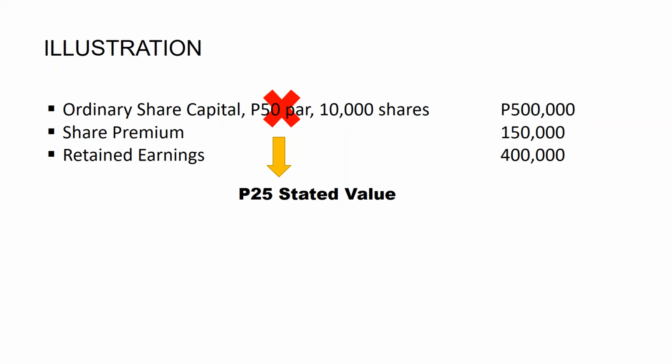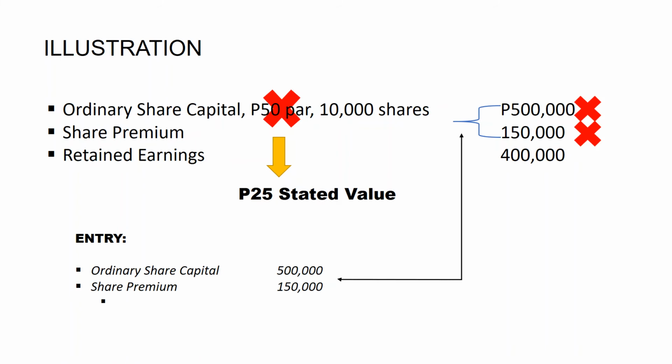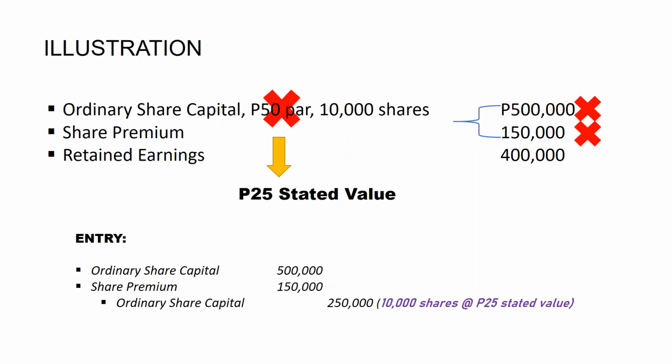For the journal entry to record, we debit ordinary share capital 500,000 and we debit share premium 150,000. The reason why we include share premium is that share premium is related to the ordinary share capital. The entry to record the issuance of new shares, we have to credit ordinary share capital. To compute, we get 10,000 shares at 25 stated value. Also, we credit share premium recapitalization in the amount of 400,000 because any changes in the par value of share capital shall be charged or credited to the share premium account.